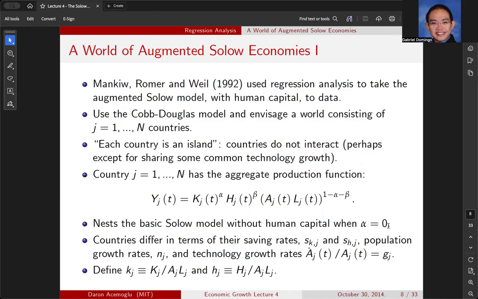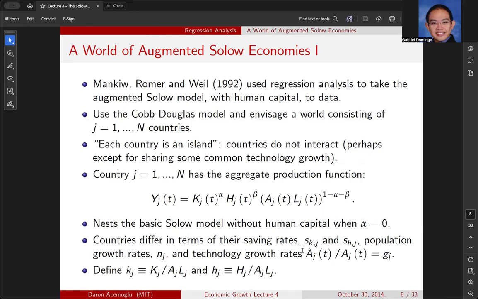There's a typo here. So this should be beta, not alpha. Okay, this should be beta. It nests the basic Solow model without human capital when beta is 0. So when beta is 0, this whole thing becomes 1, and it just becomes the usual Cobb-Douglas production function with alpha and then 1 minus alpha for labor.